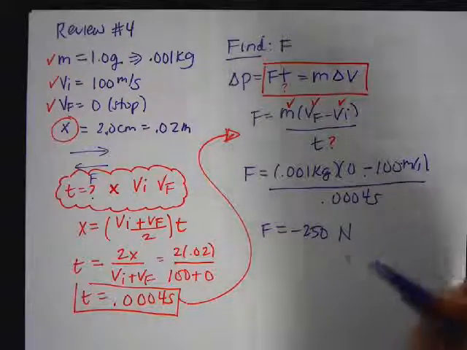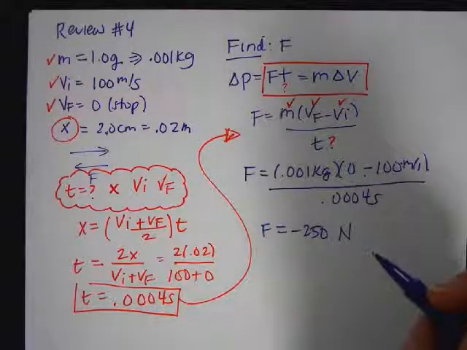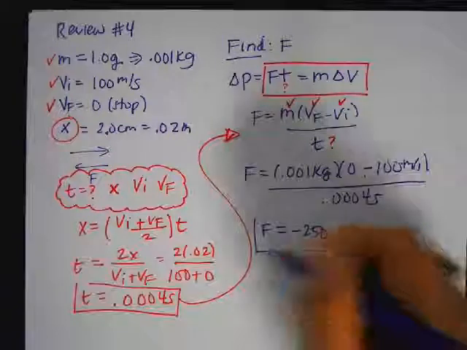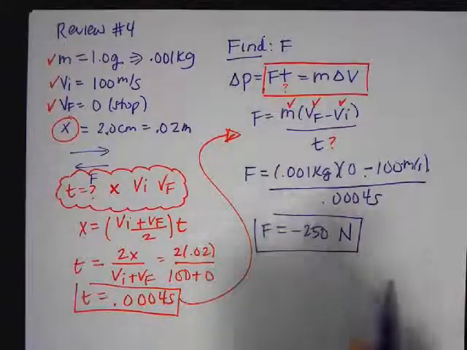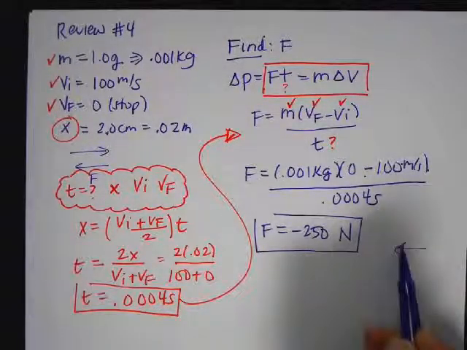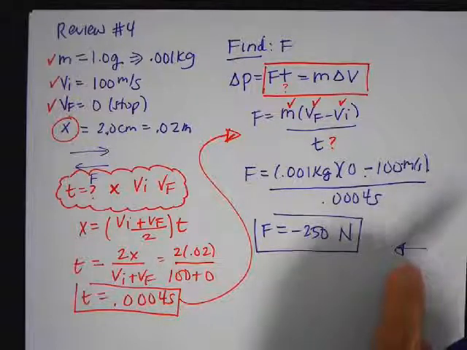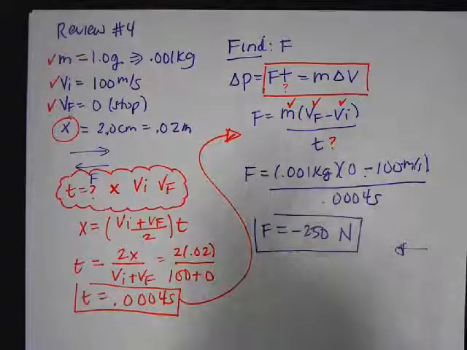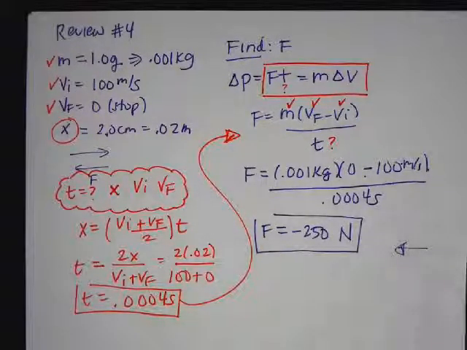But it just said, what average force, so it didn't ask for direction. So it's stopping it, and again, the negative sign tells us, because it's stopping it, the force exerted by the pumpkin on the bullet is going in the direction opposite to which the bullet is moving, okay, in order to stop it. And that's it.